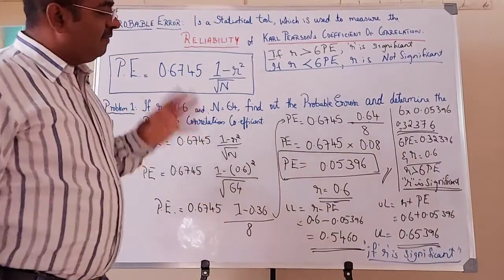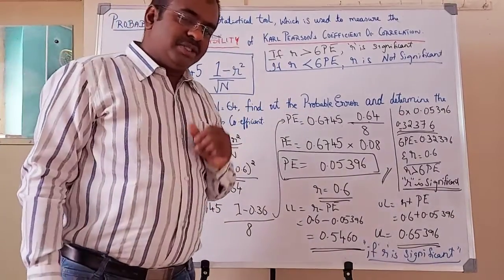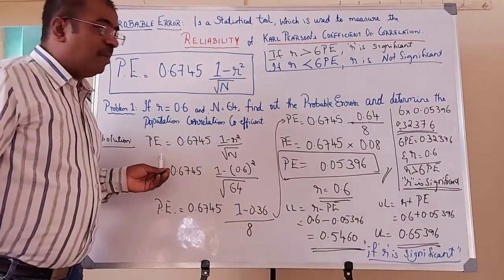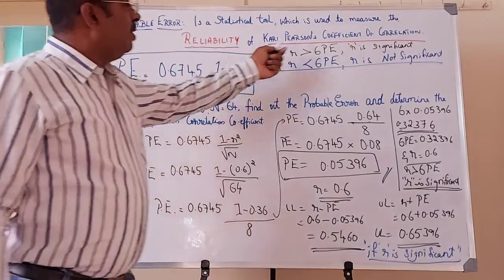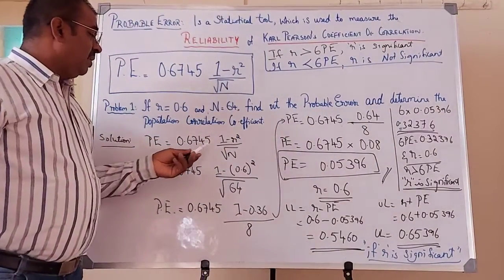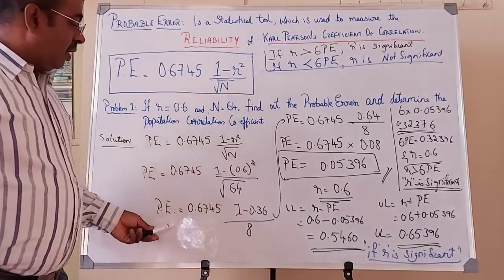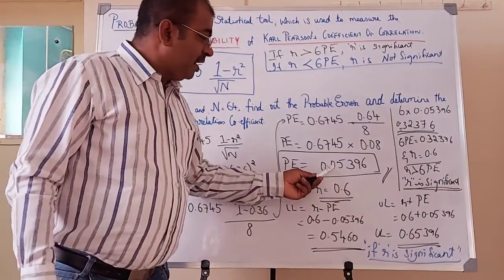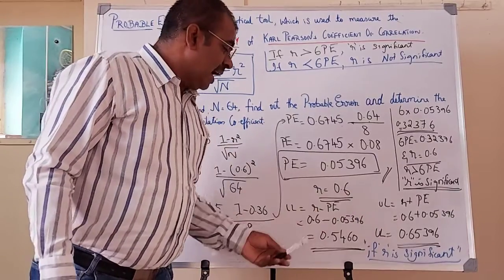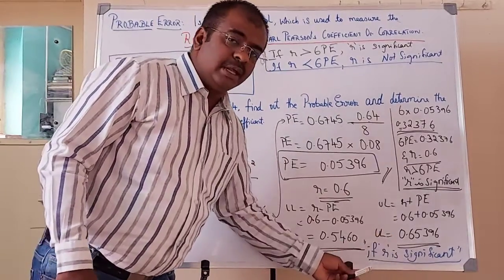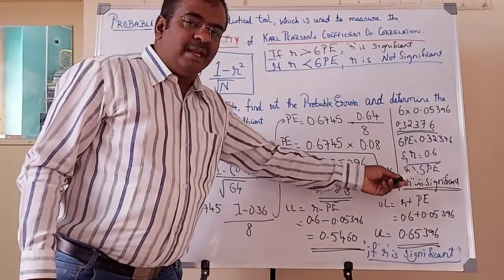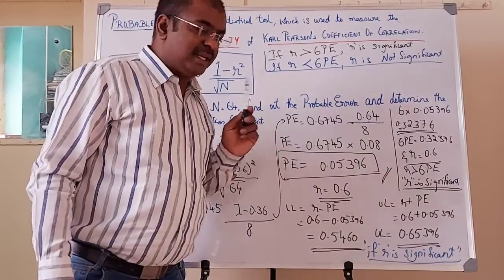So I hope you all have understood. I'll have just a recap once again. We're going to find out probable error. What is the objective of probable error? To find out the reliability of Karl Pearson's coefficient of correlation. We have the formula for probable error. Accordingly, we find out the probable error. We find out the lower limits as well as the upper limits. And to conclude whether R is significant or not, we apply the formula and find out whether R is significant or R is not significant.